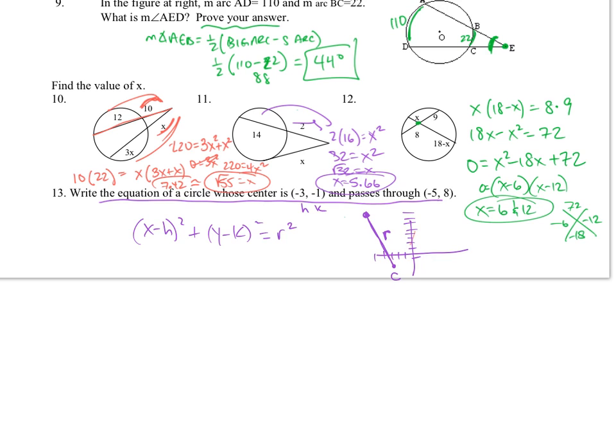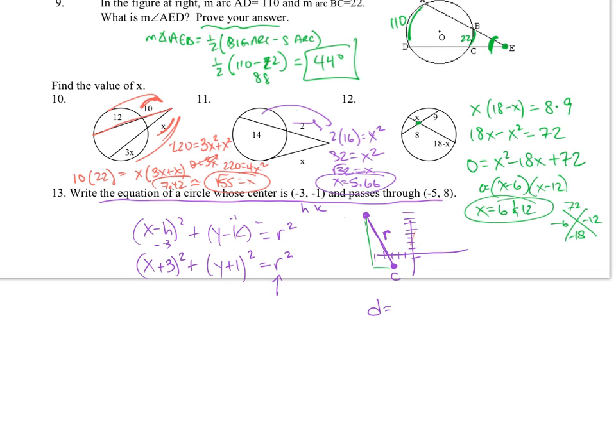So for this one, what we need to do is find that radius. Because we have our h and k, we can plug those right in. So x minus negative 3, this becomes x plus 3 squared. Y minus negative 1 gives me y plus 1 squared. And now I just have to find that r squared. Well, that's just the distance from here to here. You could draw a triangle out if it helps you, like that, and use the Pythagorean theorem, or just use the distance formula.